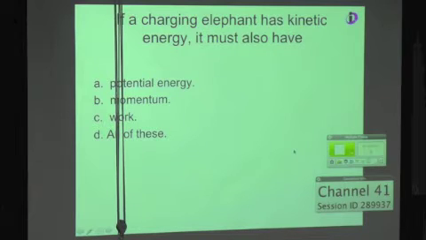If a charging elephant has kinetic energy, what must it also have? Potential energy, momentum, work, or all of them? Basically, if you know an object, in this case an elephant, has kinetic energy, that tells you something. What?